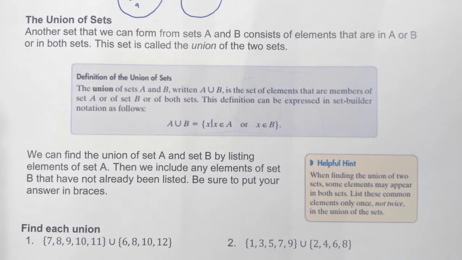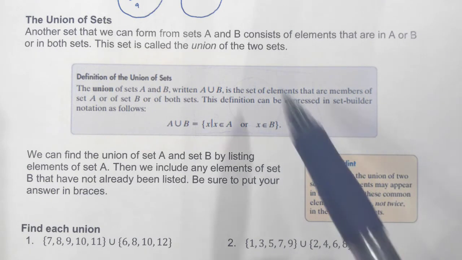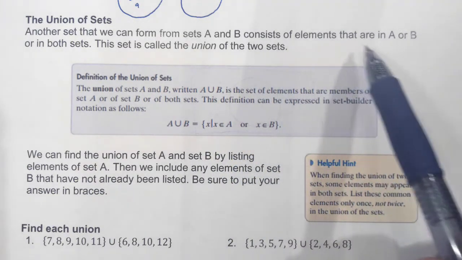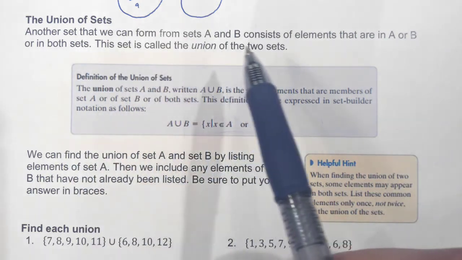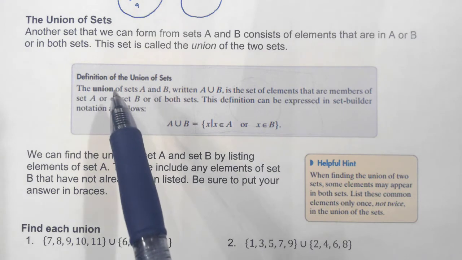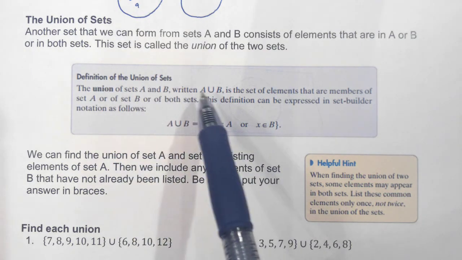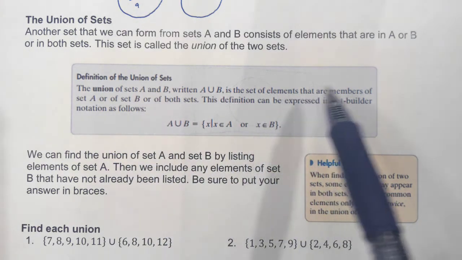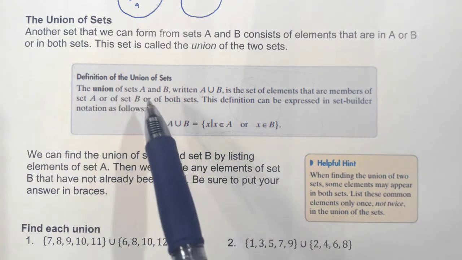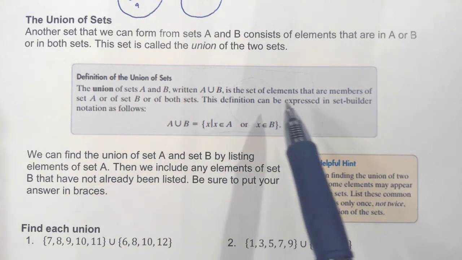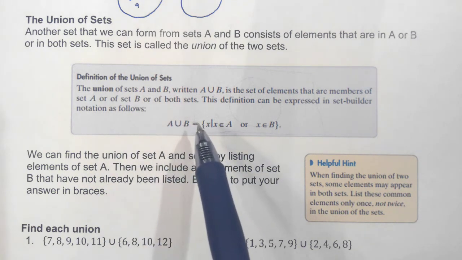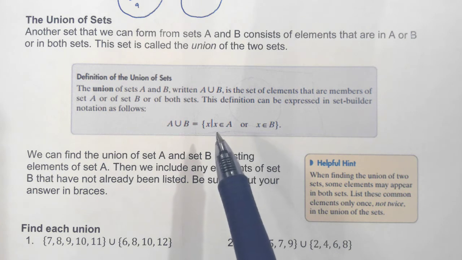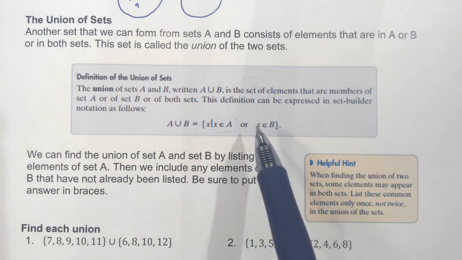Okay, and the last one, union, we've seen this before as well. It's like intersection. So another set that we can form from sets A and B consists of the elements that are in A or B or in both sets. This is called the union of the two sets. So the union of sets A and B, written the union of A and B, is the set of elements that are members of set A or of set B or both sets. This definition can be expressed in set builder notation as follows. The union of A and B is the set X such that X is an element of A or X is an element of B.